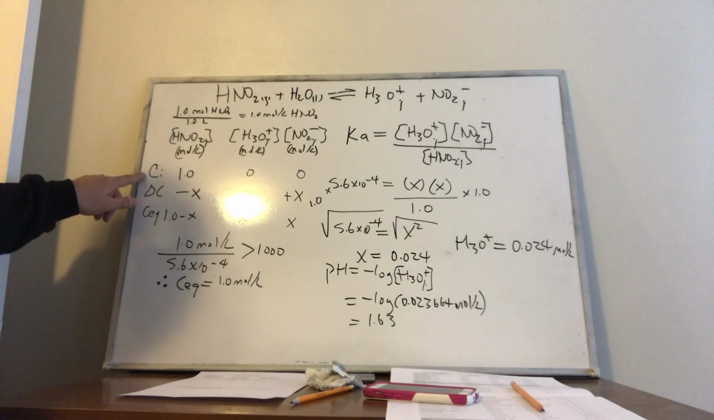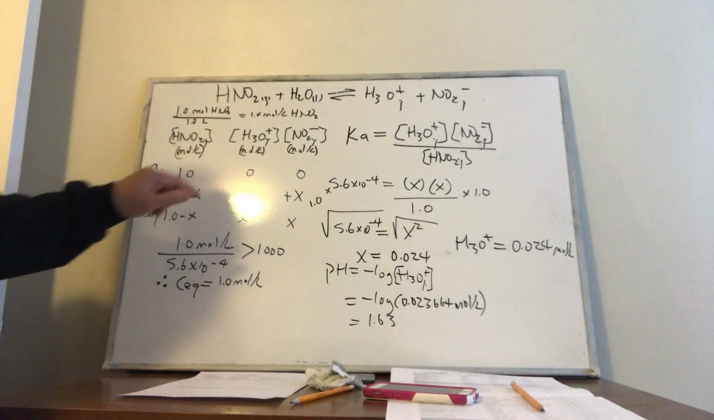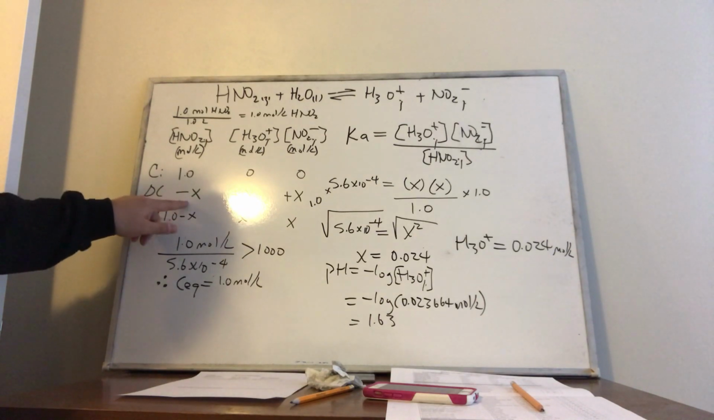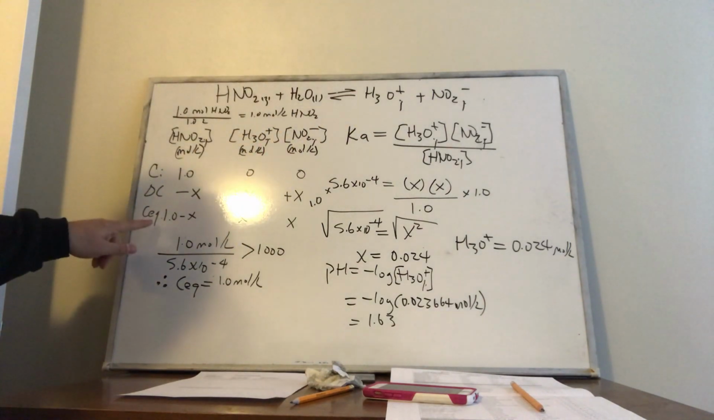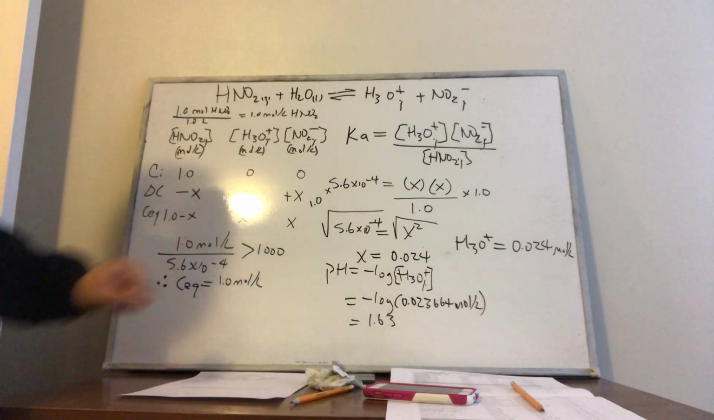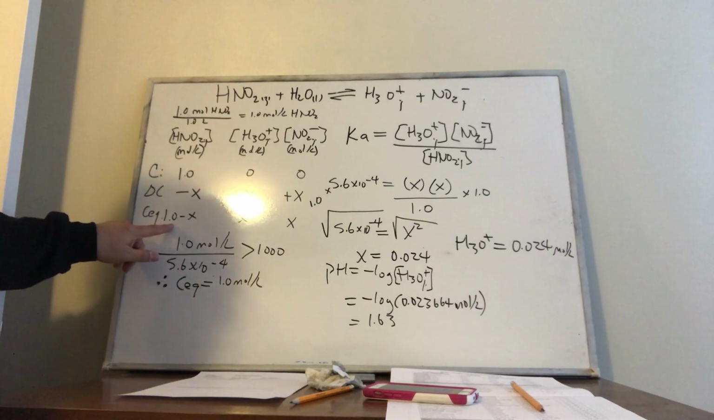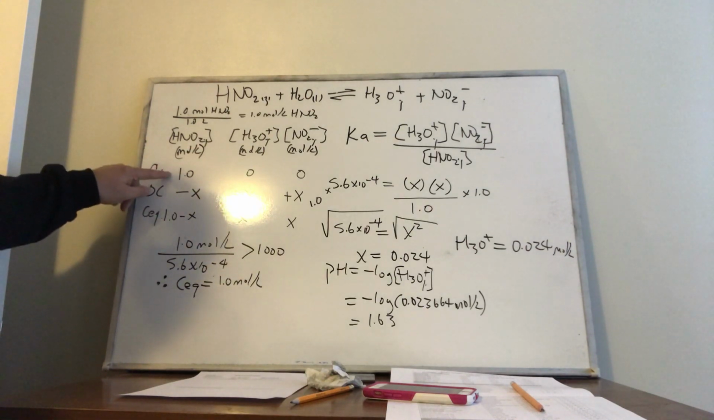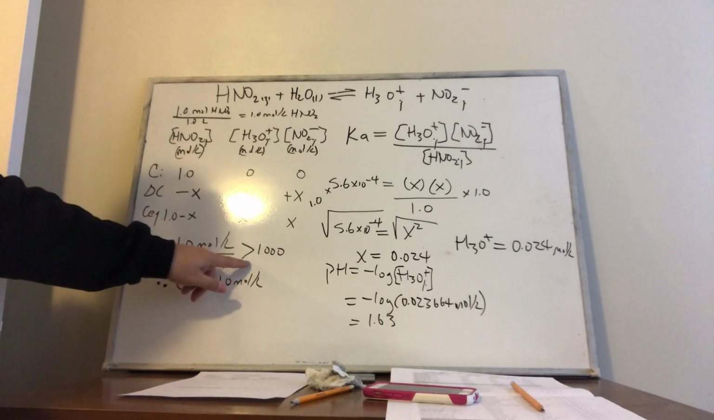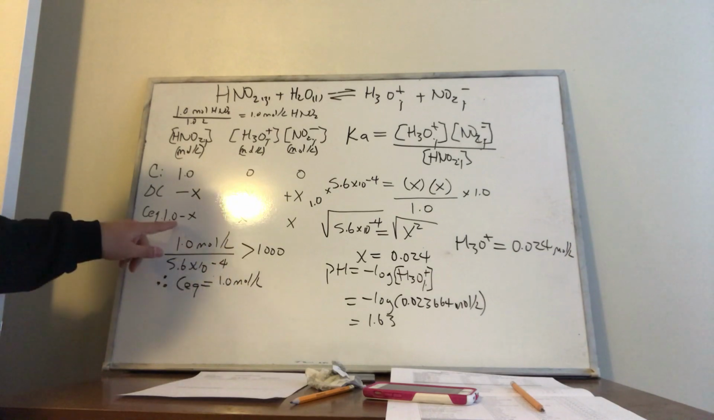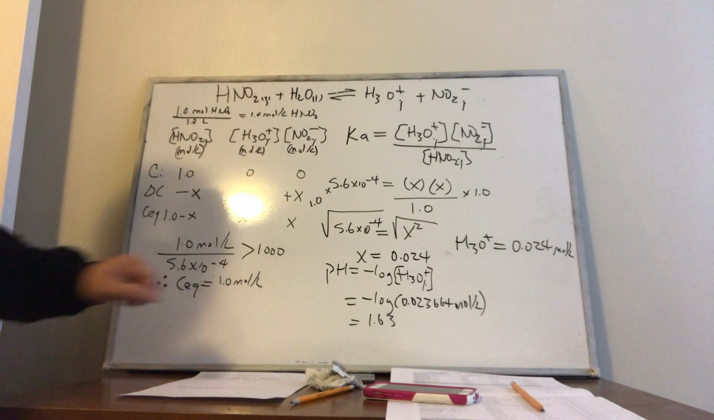I have CI, my initial concentration, is 1.0, 0, and 0. The change in concentration, delta C, is minus X, plus X, and plus X. Why? Because it's a 1-to-1 mole-to-mole ratio. So then I add these two rows together, and at equilibrium I have 1.0 minus X, X, and X. Now, if I use this value, I will end up having to do the quadratic. I don't want to do the quadratic, so I will try the assumption. So I take the initial concentration divided by the Ka value from the data book, and it is greater than 1,000, so therefore I can redefine my equilibrium value as 1.0 moles per liter.